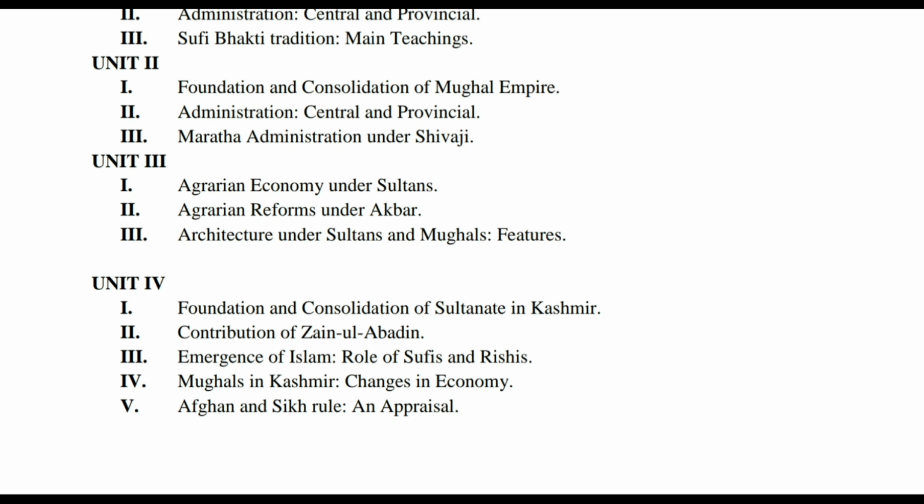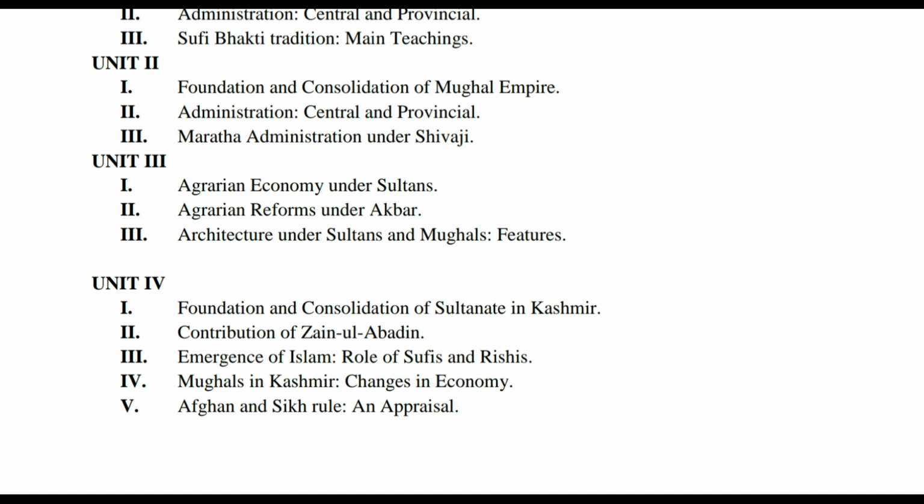In unit 4, you have to study number first, foundation and consolidation of Sultanate in Kashmir. Number second, contribution of Zain-ul-Abidin. Number third is emergence of Islam. Role of Sufis and Rishis in the emergence of Islam in Kashmir.